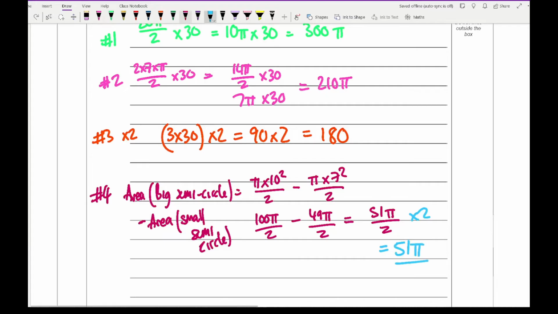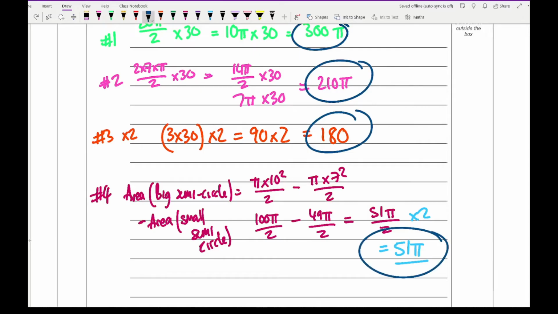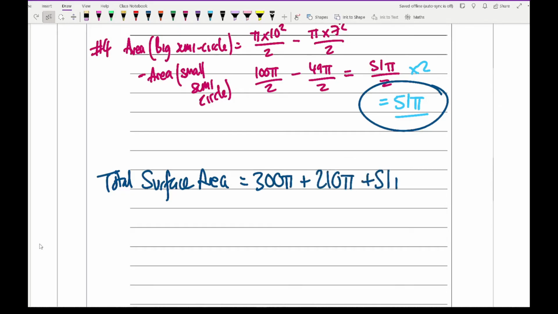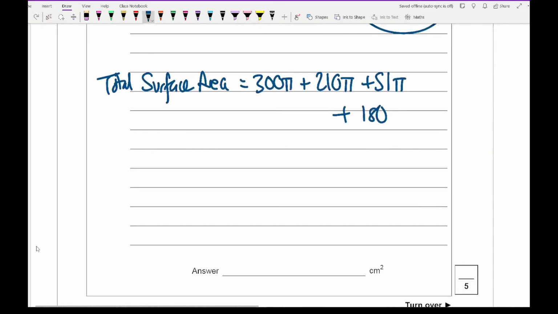Then what I need to do is simply add all of these things together. So I've got 300 pi, 210 pi, 180 and 51 pi. So the total surface area is going to be 300 pi plus 210 pi plus 51 pi plus 180, and if I add it all together, I get 561 pi plus 180.